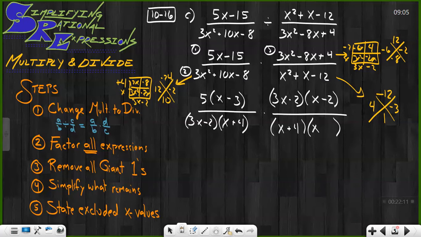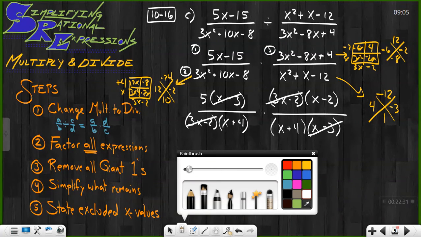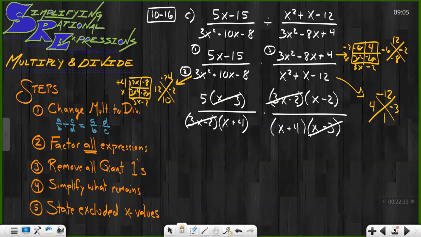So now I've got them all factored. I can put this plus 4 down here. It's minus 3. Now they're all factored. Cancel out the groups you see that are the same on top and bottom. I've got an x minus 3, x minus 3. I've got 3x minus 2, 3x minus 2. You can't cancel the x plus 4s because those are not on top and bottom. All right? So what's left on top? I've got this 5, and I've got this x minus 2 on top. On bottom, I've got an x plus 4 and another x plus 4.